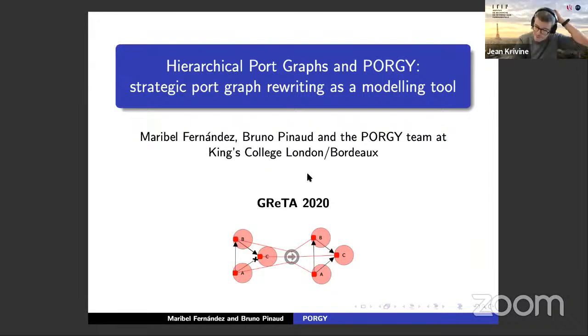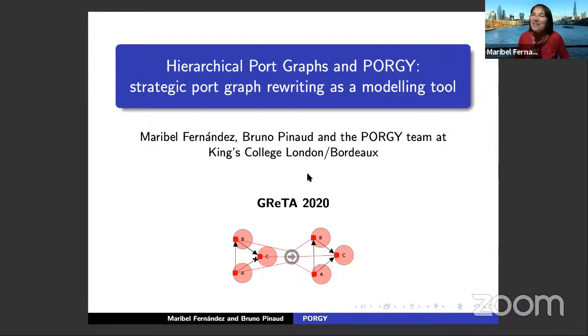So Maribel Fernandez is a professor of computer science at King's College in London. And she's been developing, amongst many other things, port graph rewriting together with Hélène Kirchner. And Bruno Pinaud is the lead developer of the PORGY tools that let users play with port graphs. So today we'll start with Maribel, then we'll have a demo by Bruno Pinaud, and then back to Maribel Fernandez for the remainder of the talk. Okay, so let us start, Maribel.